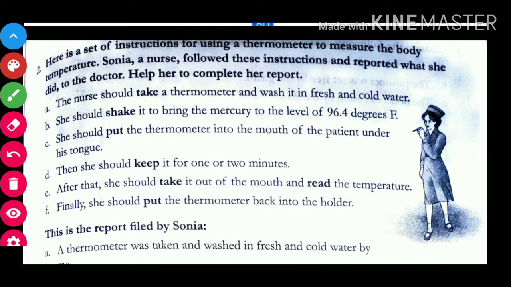So here is a set of instructions for using a thermometer to measure the body temperature. Sonia, a nurse, followed these instructions and reported what she did to the doctor. Help her to complete her report. So, यहाँ पे you can see that all the sentences given over here are in active voice. You have to change them into passive voice.